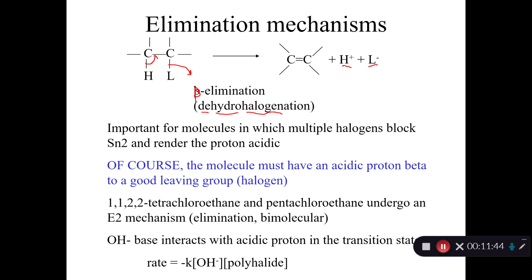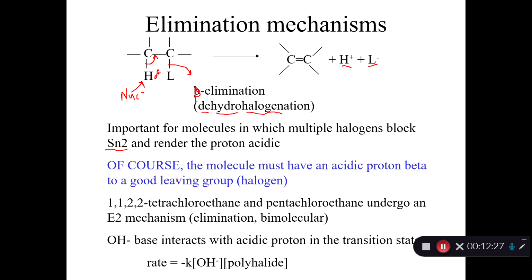And so where does the nucleophile come in? Well, the nucleophile attacks here at the proton, because this is a nucleus, right? Protons are positively charged. Nucleophiles are looking for those positive charges, and they go in and attack here. Okay, so this is important for molecules in which you have multiple halogens, and because they're big, they block the SN2 reaction, but they're also electron withdrawing, and so they're pulling electron density away from this proton, rendering this proton partially acidic, having a large delta positive, a partial positive charge. And so you have to have the right geometry.